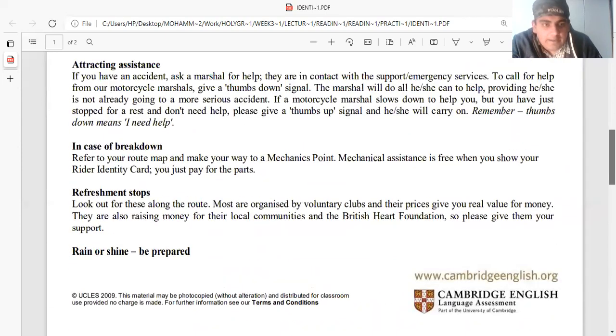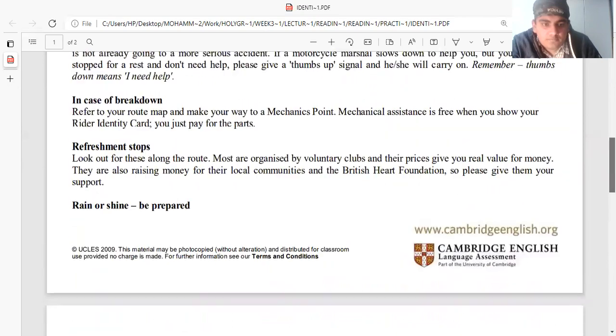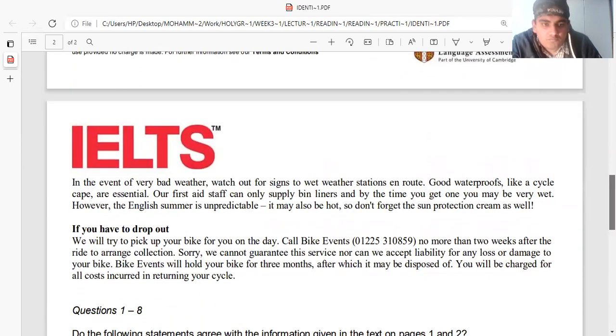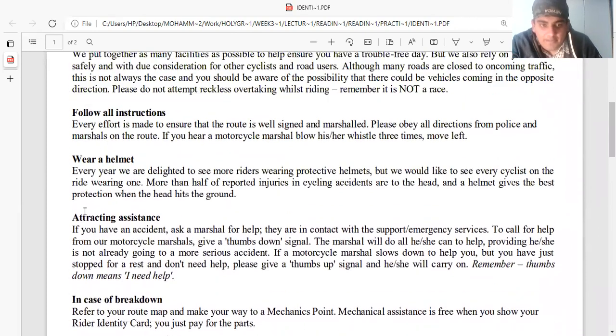Where is it? Yeah, wear a helmet. Every year, we are delighted to see, as in we are happy to see more riders wearing protective helmets, but we would like to see every cyclist on the ride wearing one. It's not saying we must see.